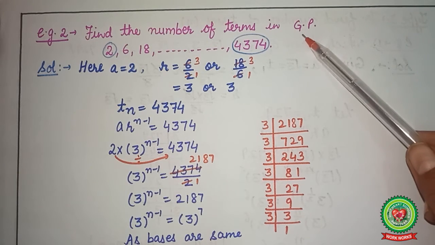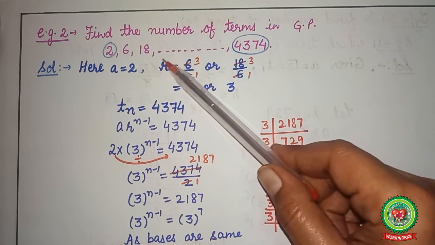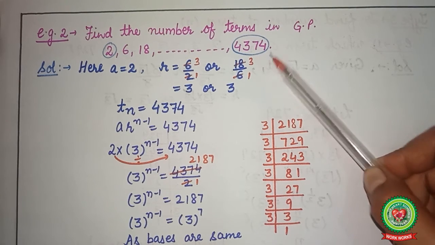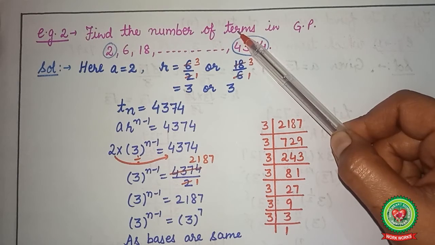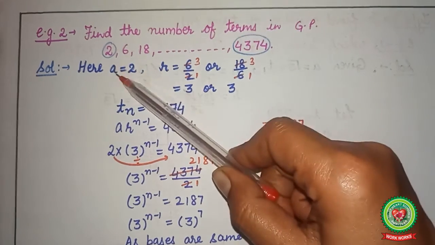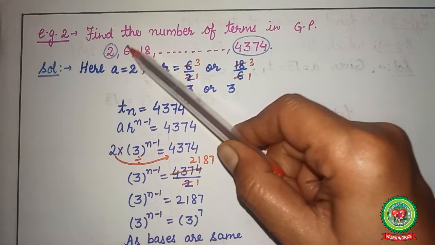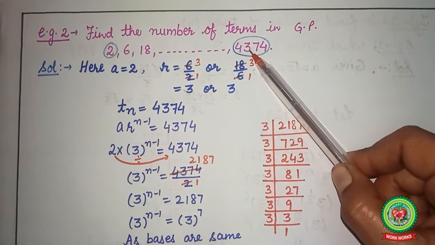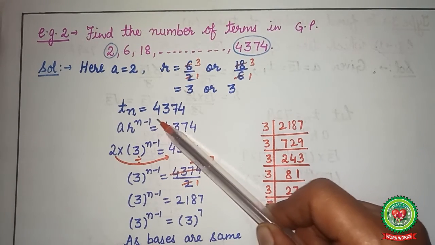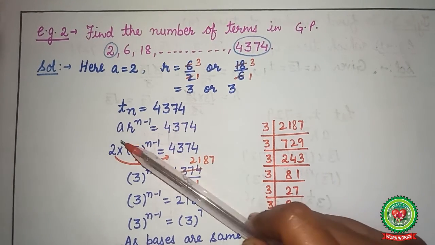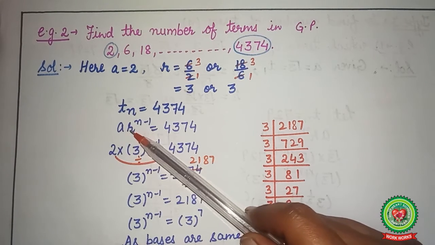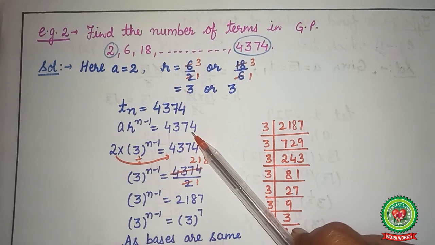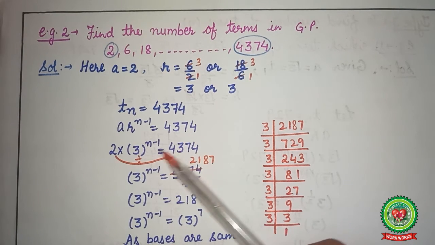Find the number of terms in the GP 2, 6, 18 and so on up to 4374. Again we have to find the number of terms, that is n. Same pattern: the first term is 2. The common ratio is 6 divided by 2 or 18 by 6, so it comes out to be 3. The last term can be taken as Tn is equal to 4374. Apply the general term formula: a multiplied by r raised to power n minus 1 is equal to 4374. Put the values of a and r.